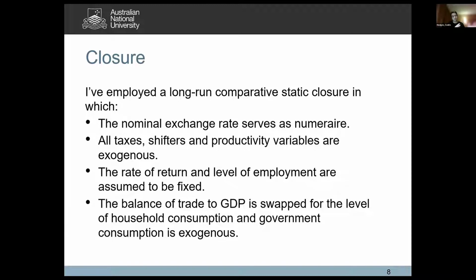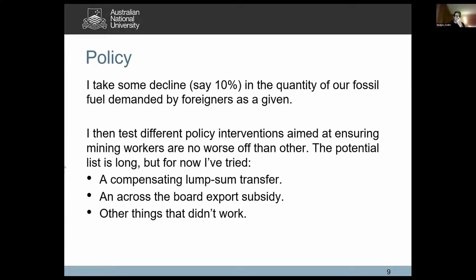And contrasting that, the level of employment is assumed to hold constant, and labour market impacts are instead assessed by changes in the real wage. On the household side, balance of trade to GDP is swapped out for the level of household consumption, which is a standard single country type assumption, and government consumption in the model is exogenous at the moment. So that's the key closure choices.